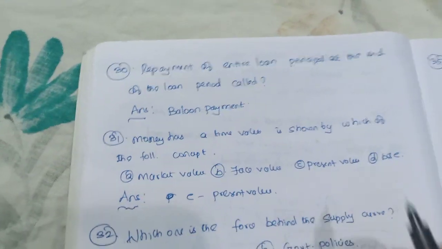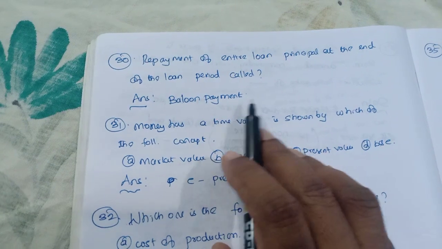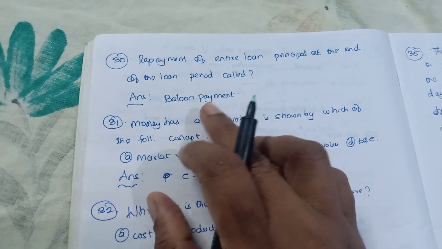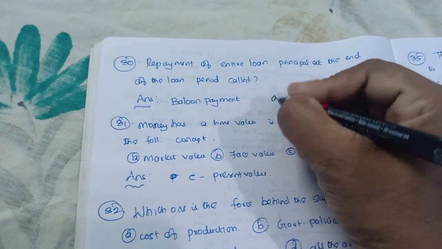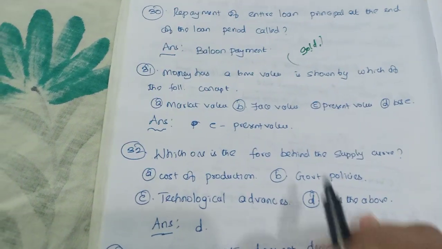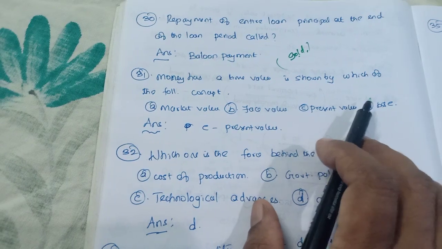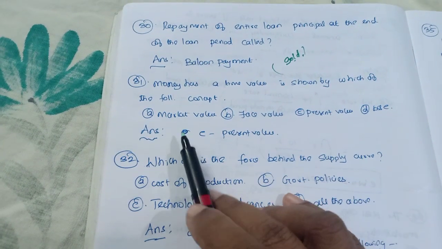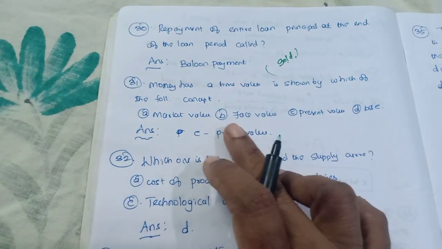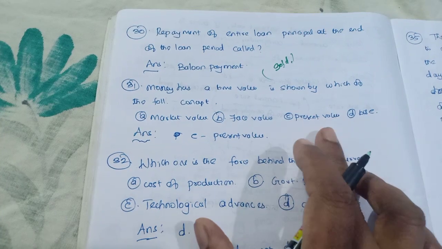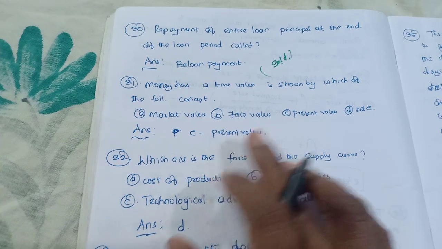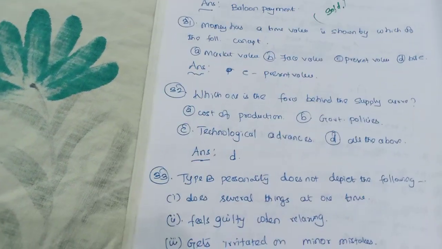And our next question, repayment of entire loan principal at the end of the loan period is called balloon payment. No EMI is paid. At the end of the period we are paying. This is nothing but a gold loan. For a jewel loan, no EMI is fixed. It is balloon payment. Next one, money has a time value is shown in which of the following concepts: market value, face value, present value, B and C. The present value and future value concepts show that money has a definite time value.